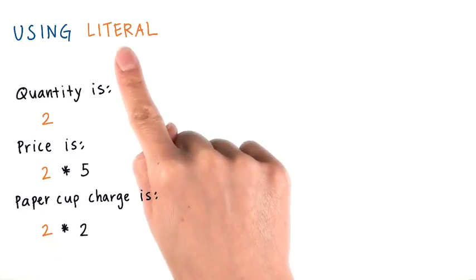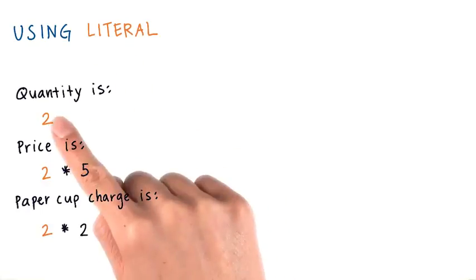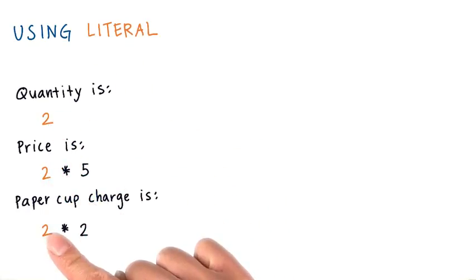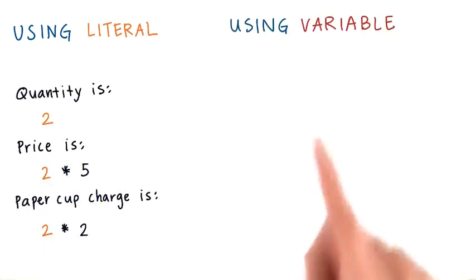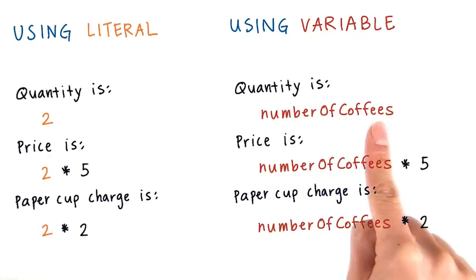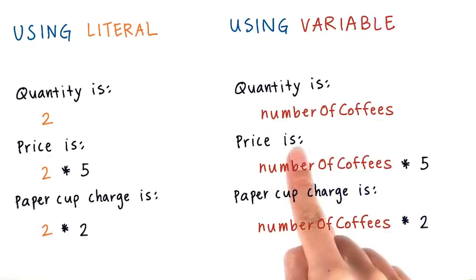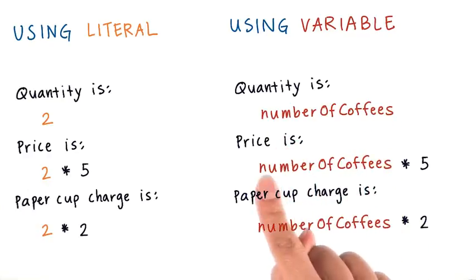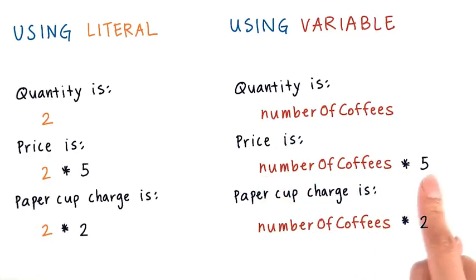When we use a literal, you can see that it's not ideal because we have to keep repeating the quantity number over and over again. On the other hand, we can use a variable to represent the quantity of coffee cups ordered. So if we say the quantity is this variable called number of coffees, then when we calculate the price, we can just use that variable name, number of coffees, and multiply it by $5 a cup. To calculate the charge for the paper cup, again we take the variable name, number of coffees, and we just multiply it by 2 for $2.